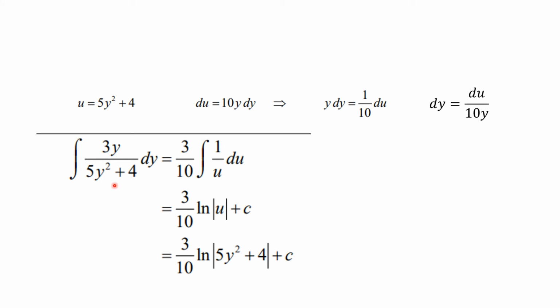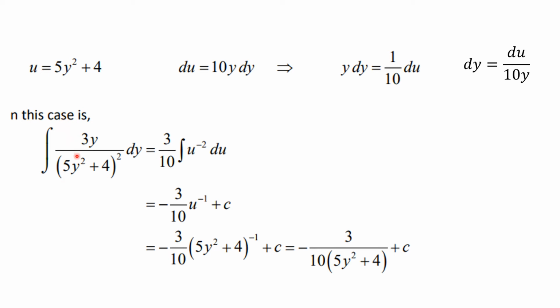This problem is somewhat different. u is equal to 5y squared plus 4. du is then 10y dy, and dy is going to be du over 10y. The y's cancel, so magic happens. The 3 is pulled out, and the 1 over 10 is pulled out for 3 over 10. And again, this is the integral of 1 over u du. That's going to be the logarithm, but this time it is 3 over 10 ln absolute value of 5y squared plus 4 plus c.